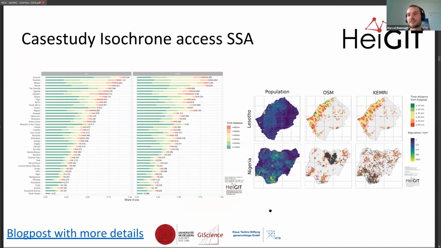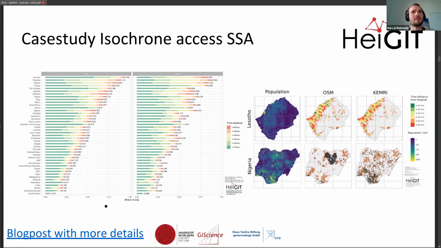These here are our results for the first case study where we used the Isochrone algorithm. We compared here the two data sets, OpenStreetMap versus Cambry. You see OpenStreetMap on the left side and Cambry on the right side. And then we show here the proportion of population reached by each country. The whole bar is the 60 minutes and each fraction here is a 10 minutes interval.